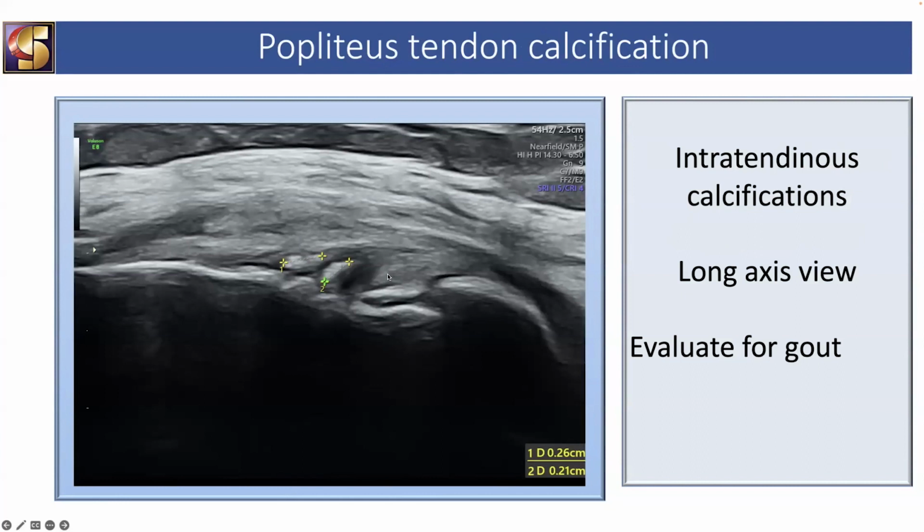So another common presentation is pain in the lateral knee. In this case, we could see two foci of calcifications. And after that, when we advised a uric acid level, he had a very high uric acid level of almost 10. So for such cases, we can attempt a barbotage.